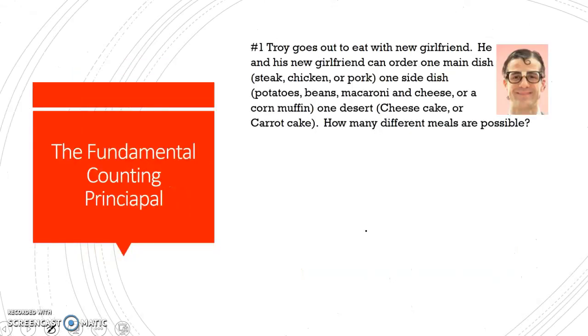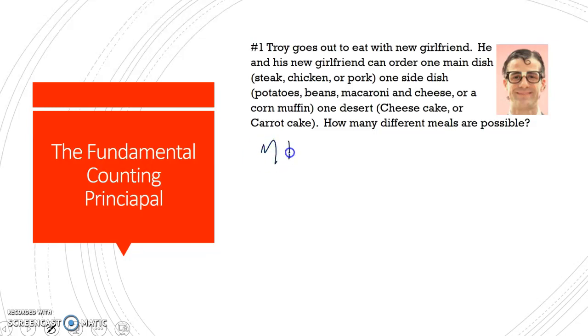So this first problem, a handsome guy named Troy goes out to eat with his new girlfriend, and he decides his new girlfriend can order steak, chicken, or pork. She can have one side: potatoes, beans, macaroni and cheese, or a corn muffin. And she can have one dessert, cheesecake or carrot cake. So we can make a factor tree of this. Not a factor tree, but a tree diagram of this.